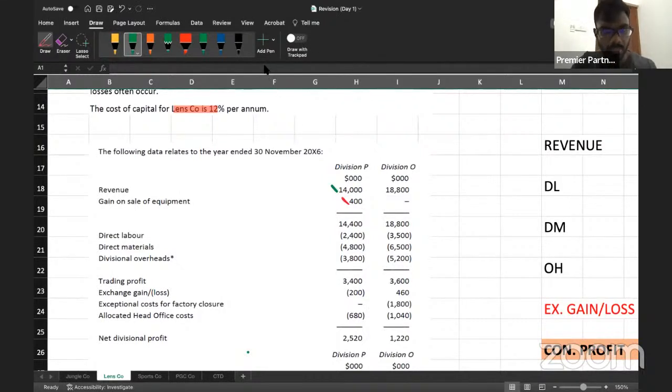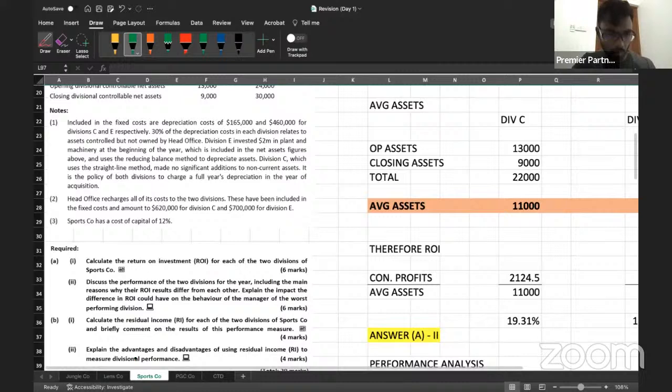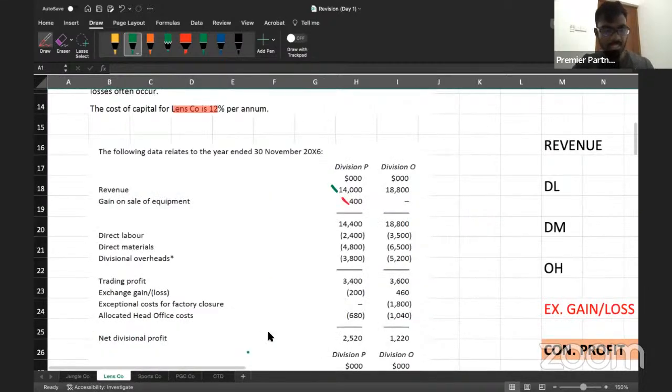Right. Okay, so in sports also they ask both ROI and RI. Yeah, no. Okay. Good. I thought it was just ROI. Maybe in the question that I selected for you, it was just ROI. Wait, I selected another question for you guys.